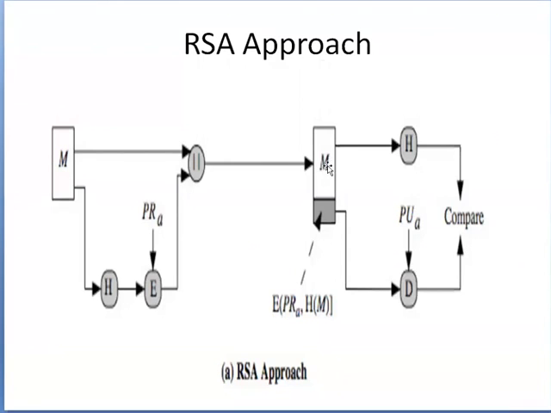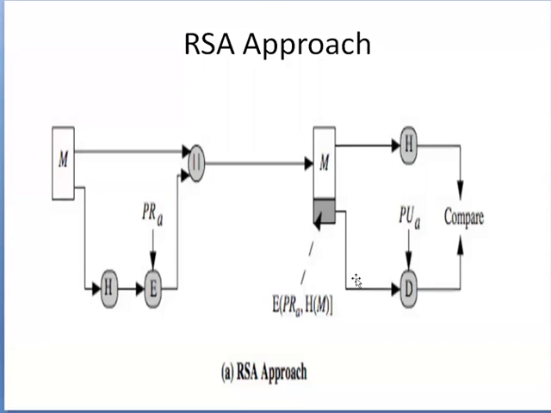Then we apply the same hash algorithm to this message, and again we get one hash key. So from here we get one hash key, and from there we get another hash key. We are going to compare those hash keys. If those hash keys are the same, then we can say this message was sent by A only. This is how we authenticate the message.